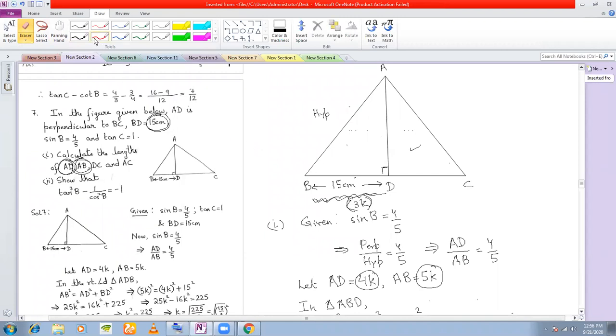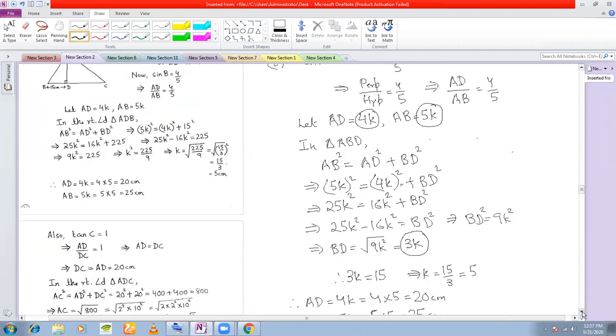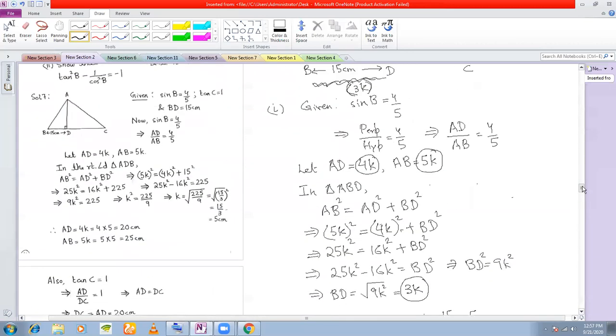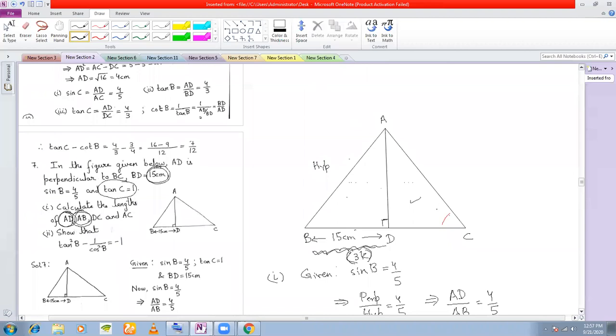Triangle ADC. Why will we consider this triangle? Because tan C is given here, the tan of this angle C. Given tan C is 1. So if tan C is given to me as 1, in this case, this one is my C.